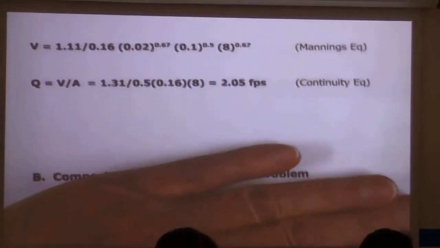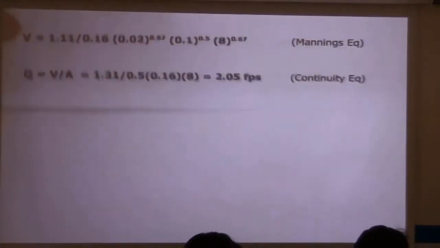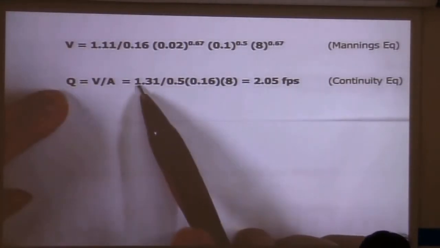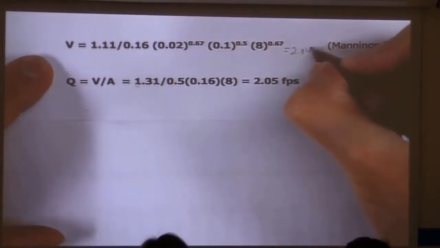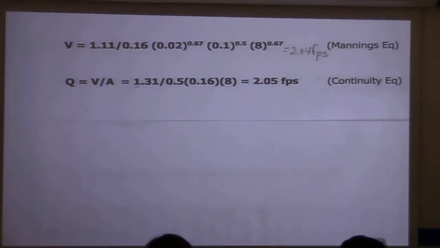And then what'd you get for your velocity? 2.0 something or other? Yeah, so if you use that equation that was on the other page under remember. So you can use the continuity equation, or you can use Manning's, and you'll get 2.04 is what we got. So 2 different ways you can do it.